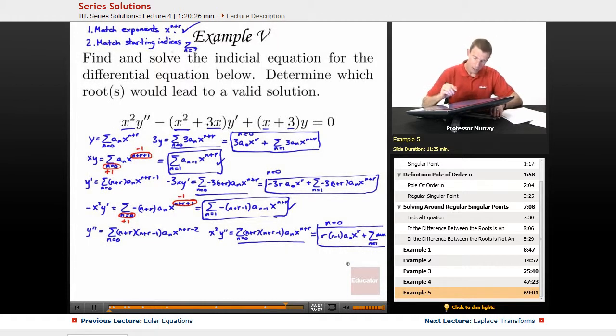I'm going to write all the extra stuff on the outside first. So I notice that all these extra terms, there's one, and there's one. All of those have an a naught times x to the r. And now let's see what I have multiplied by that. That's 3. That's coming from here. This gives us a minus 3r. And then this gives us a plus r times r minus 1.